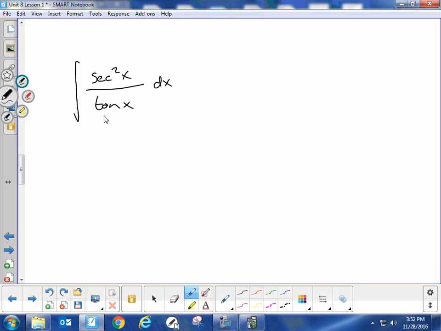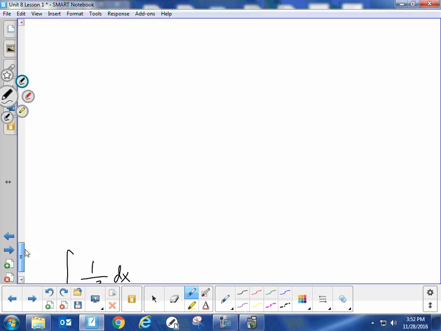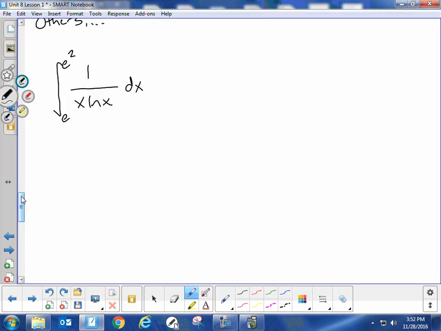Then we would see this. We'd set u equal to tangent because the derivative of tangent is secant squared. I'll finish off with these two.